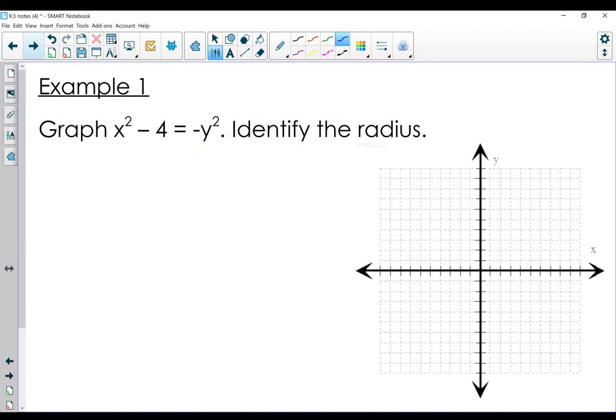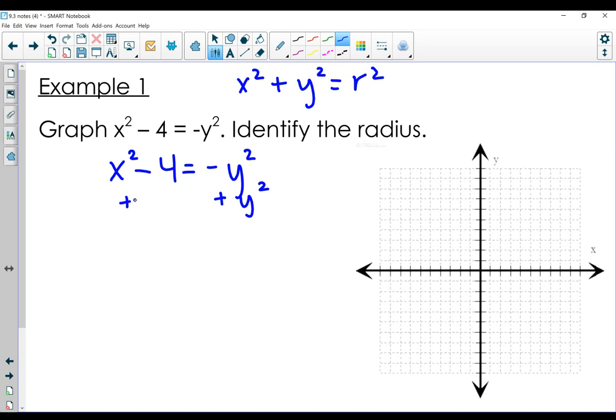For our first example, we want to graph and identify the radius. So in order to graph, I first need to put this equation for a circle in standard form. That means I need my x squared and my y squared to be on one side of the equal sign, and I need to have my radius squared on the other. That means I'm going to want to add y squared on both sides so that I'm moving it over with the x. I'm also going to add 4 on both sides. So I'm going to move that constant. So now I am left with x squared plus y squared equals 4.